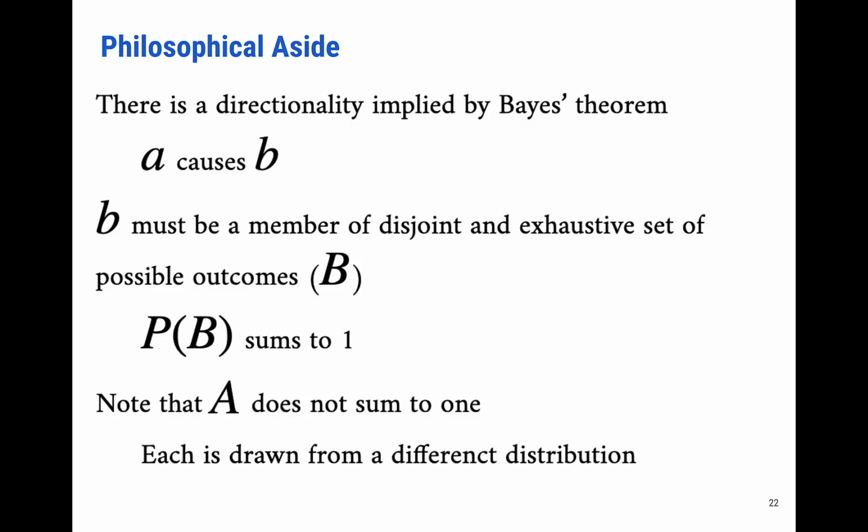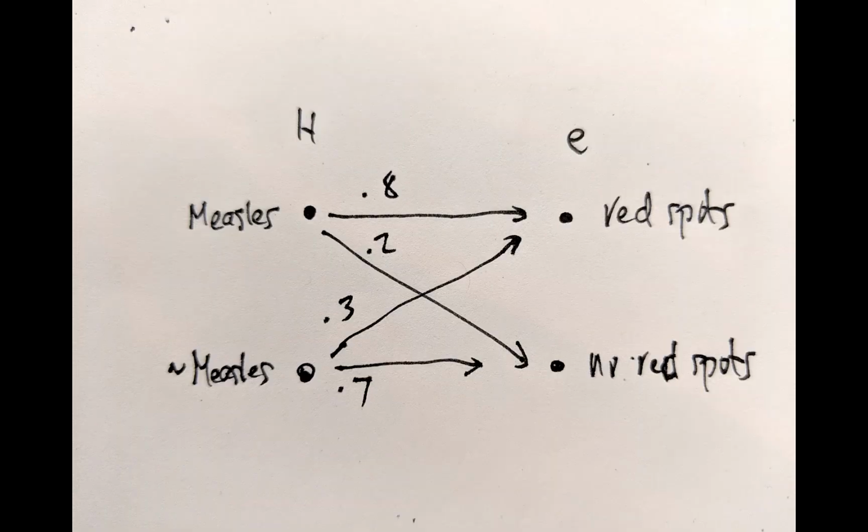So what we're saying is that any cause that we posit, any model that we posit, has to produce a set of outcomes which sum to 1. And I'll give you an example of that in a second. But note that P of A does not sum to 1 because each is drawn from a different or distinct distribution. And let me explain what I mean by that. So I have a diagram here.